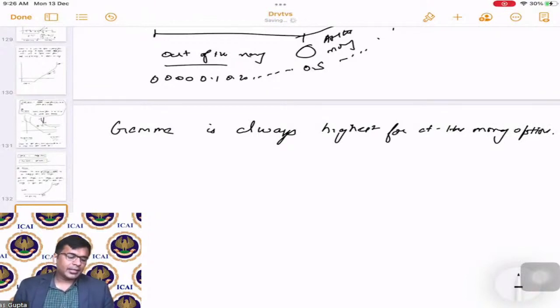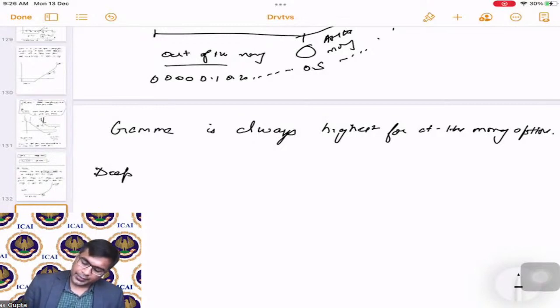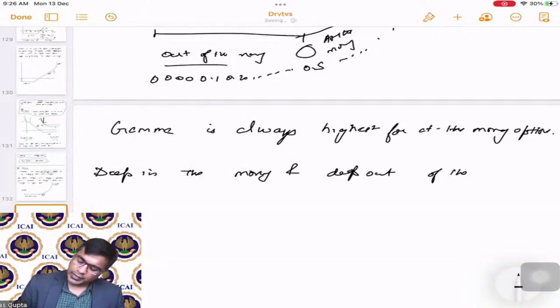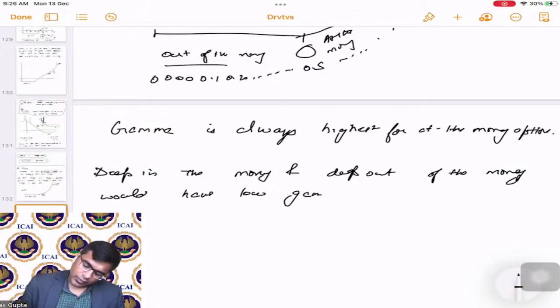Okay, deep in the money or deep out of the money will have a low gamma. Deep in the money and deep out of the money would have low gamma.